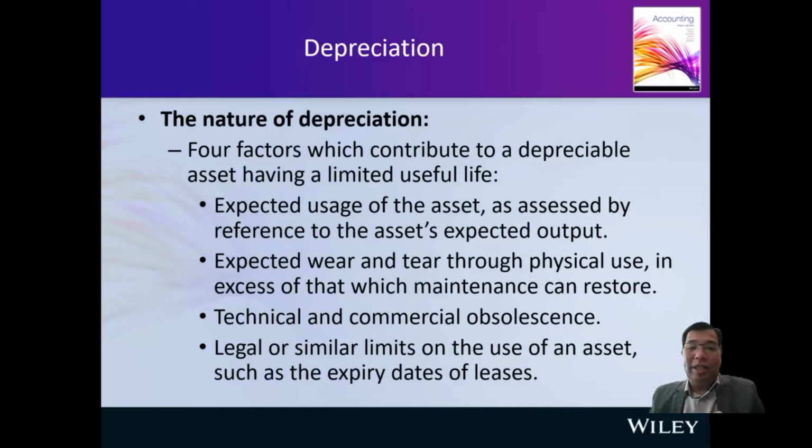Number two is the expected wear and tear through physical usage in excess of that which maintenance can restore. So this is the reason why we have to provide depreciation. The next one is technical and commercial obsolescence.